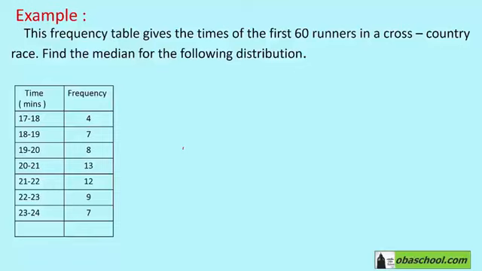Hello, and we are back in Unit 3 Handling Data 3. In this tutorial, we will be solving the following exercise. This frequency table gives the times of the first 60 runners in a cross-country race. Find the median for the following distribution.